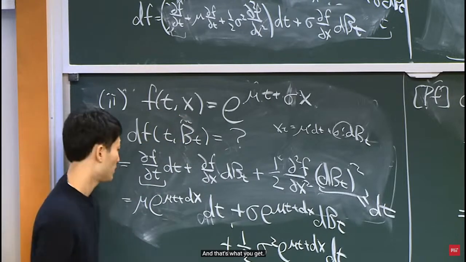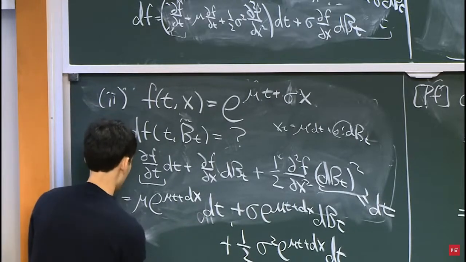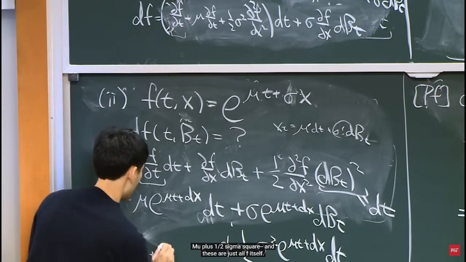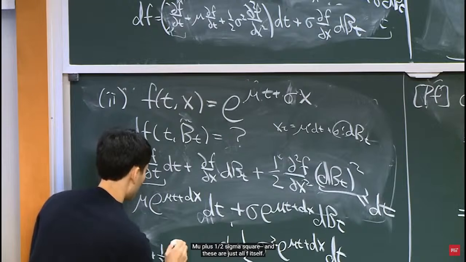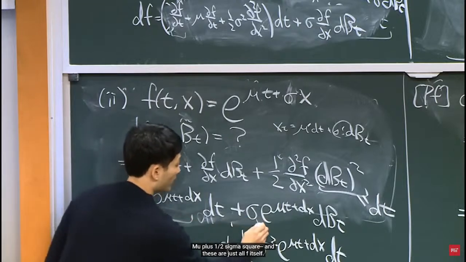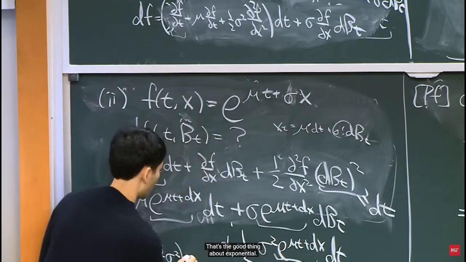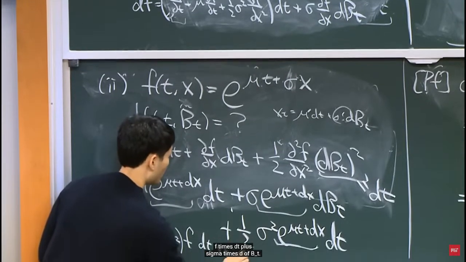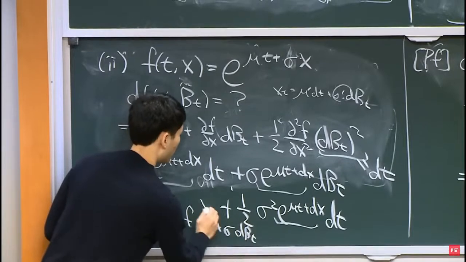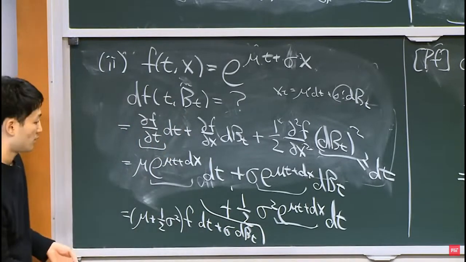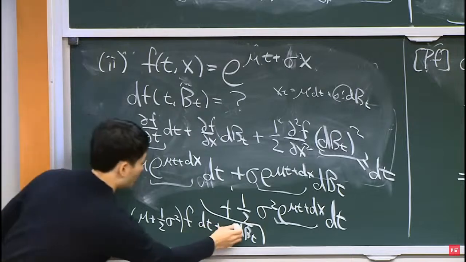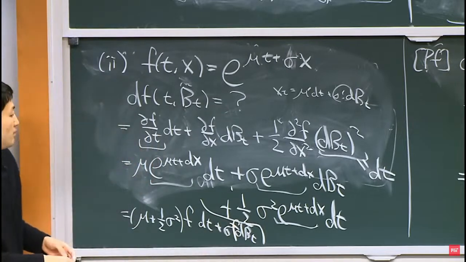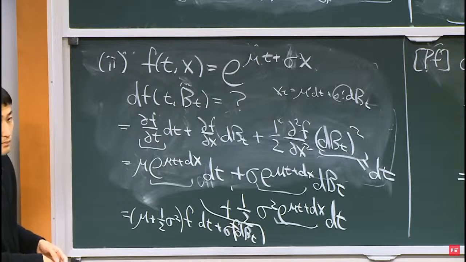And that's what you get. It's mu plus 1/2 sigma squared, and these are just all f itself. That's a good thing about exponential. F times dt plus sigma times dB_t, times F. Does that make sense?